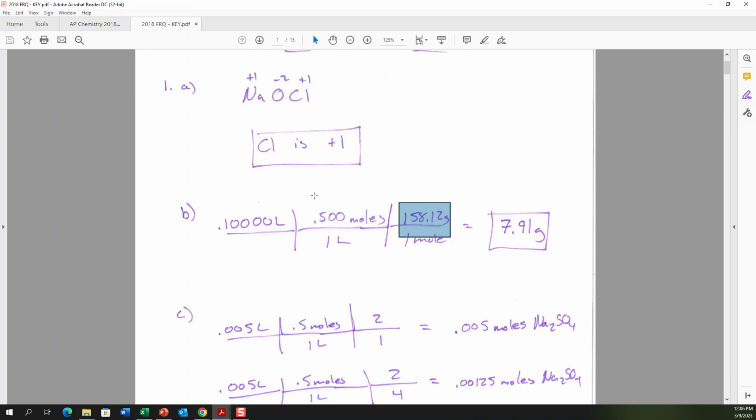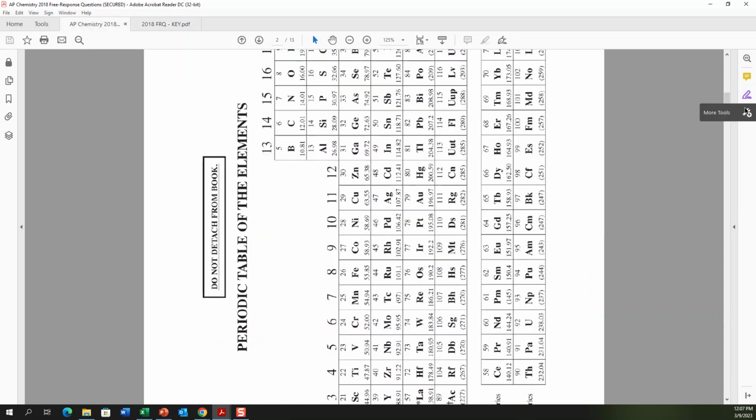And we would just do liters times molarity, which gives us moles of the solute, times the molar mass, which gives us grams. So we would need to measure that many grams of the salt and dissolve it in a volumetric flask that's 100 milliliters, and that would end up being our molarity. Okay. All right. So where are we?